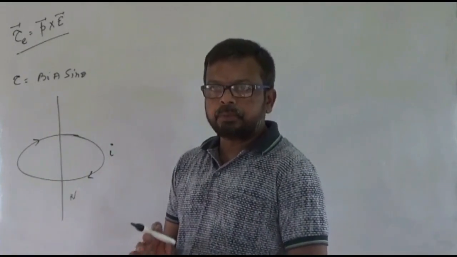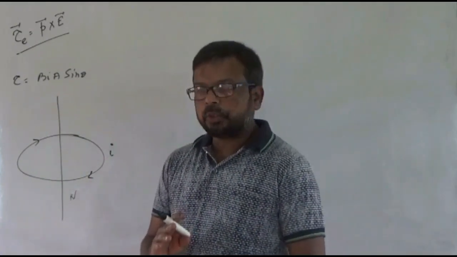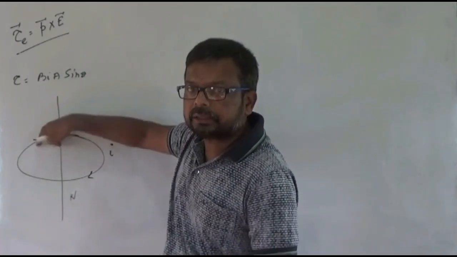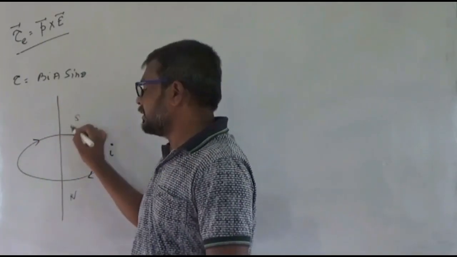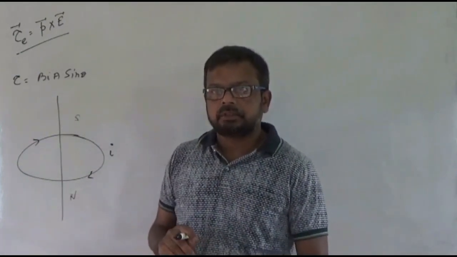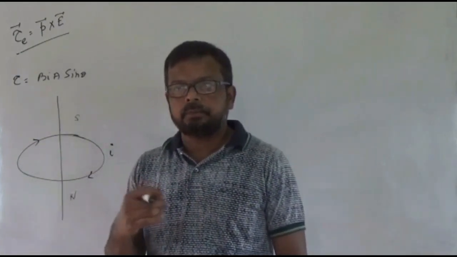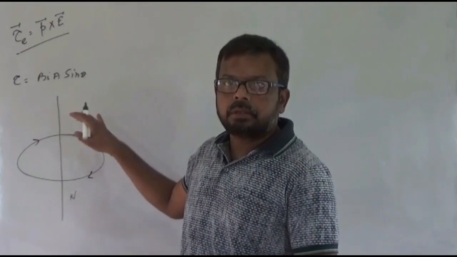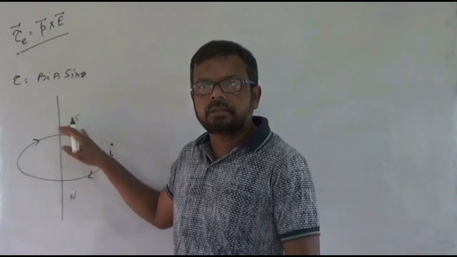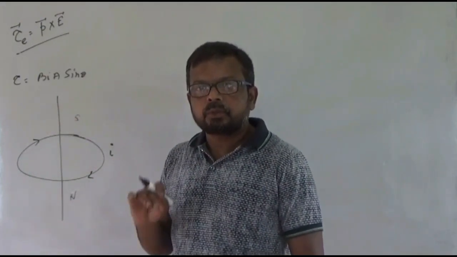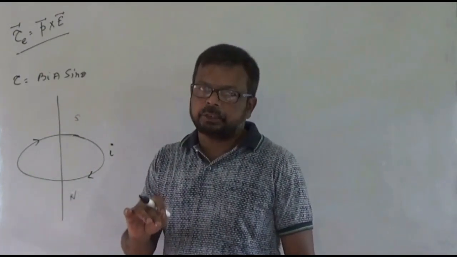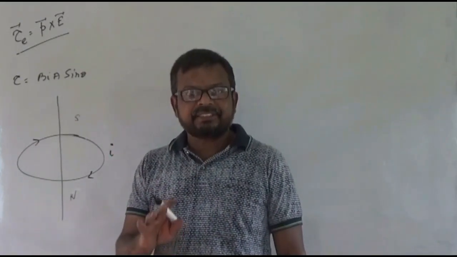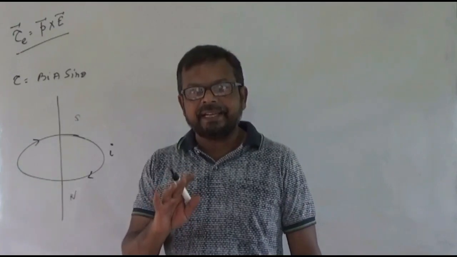The loop will act as north pole, and from the other side, see here, clockwise, then in this side there is produced a south pole. From this side, the current is in clockwise direction, so the loop will act as south pole. Thus, a current loop behaves as a magnetic dipole.